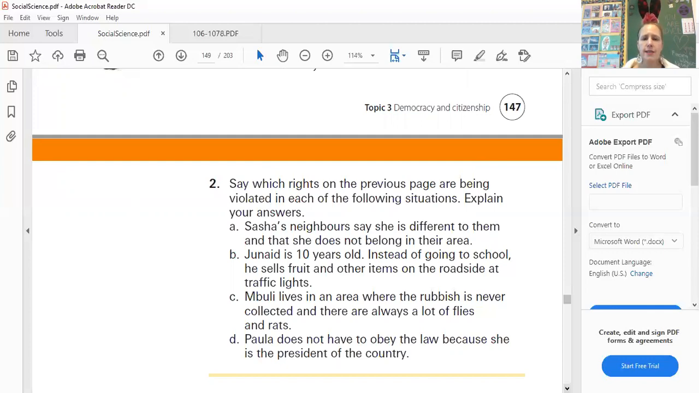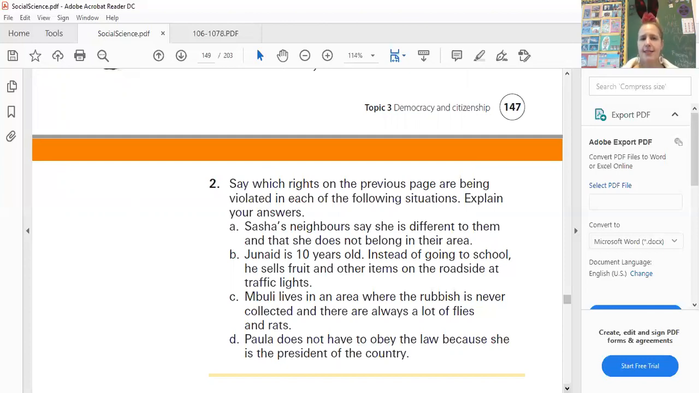Okay, now it says, say which rights on the previous page are being violated in each of the following situations. Explain your answers. And remember, it doesn't just have to be one right. It could be 2 rights or 3 rights that are being violated.